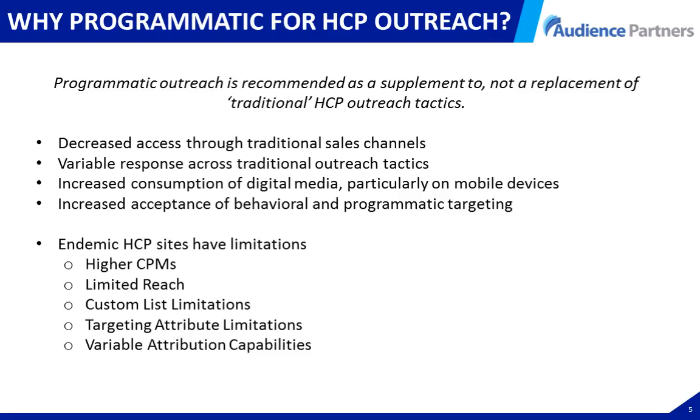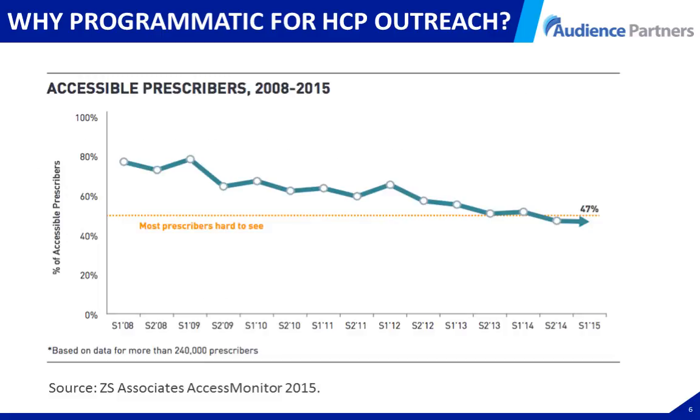Custom lists, some of these sites and networks do facilitate that process, but many of them still don't. So you're really limited to targeting based on geo, potentially by specialty, and potentially some other factors, but not to the degree that you are with programmatic in many cases. And then variable attribution capabilities. So again, programmatic is limited to a large extent into the aggregate and anonymous world, and we'll talk about exceptions to that in a minute, as are endemic HCP sites. So that's kind of why we believe programmatic has its place.